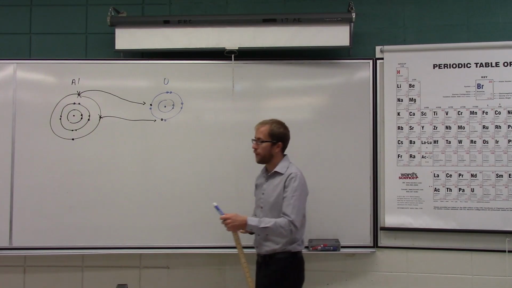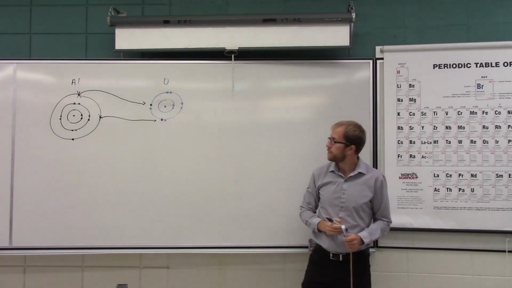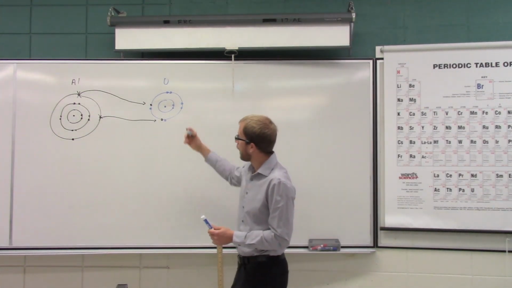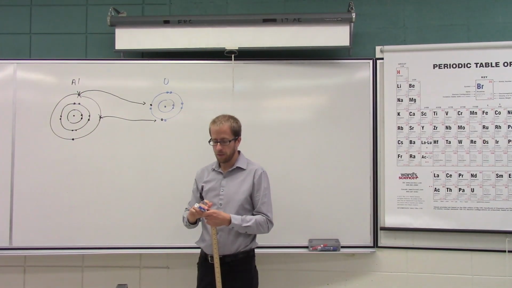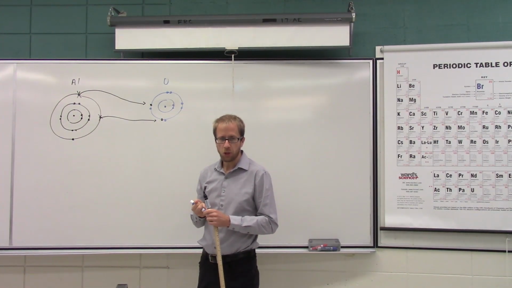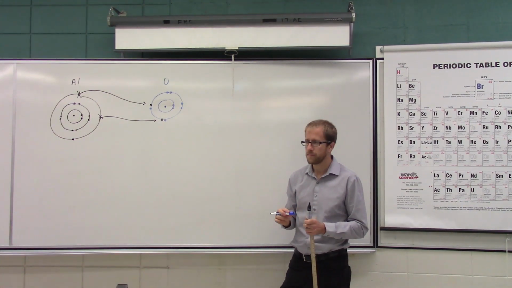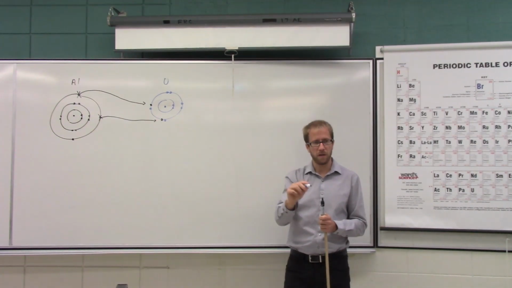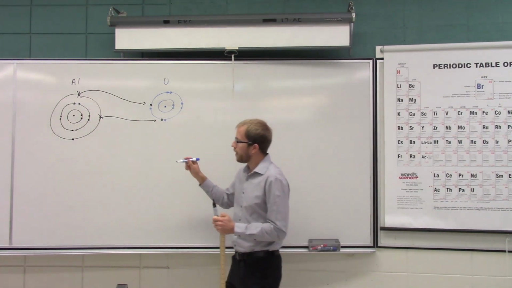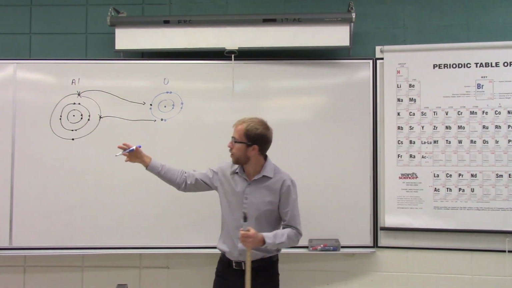Is our oxygen now happy? Yeah, it is. Our oxygen's happy. We now have a full outer shell. And what is the charge on our oxygen going to be? Negative. Not just negative, it's going to be -2. We've gained 2 negative charges, right?